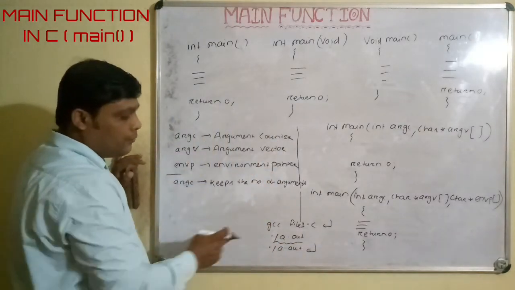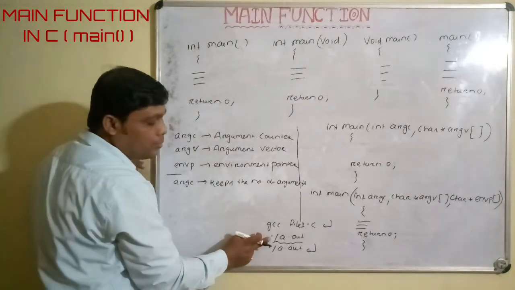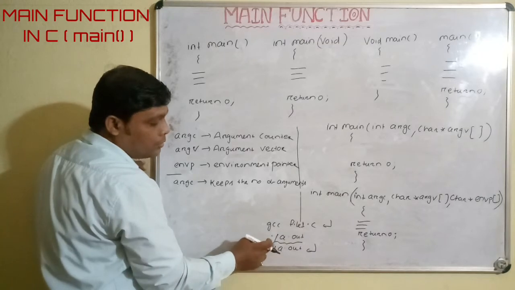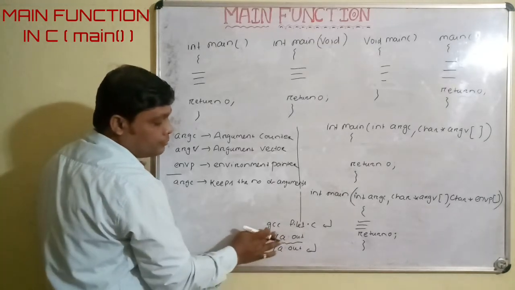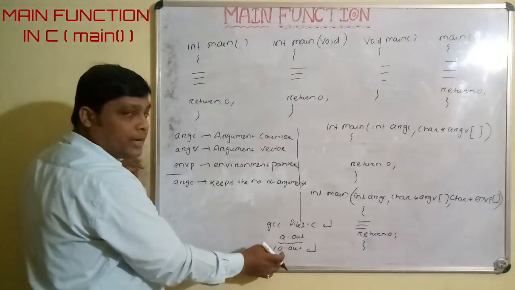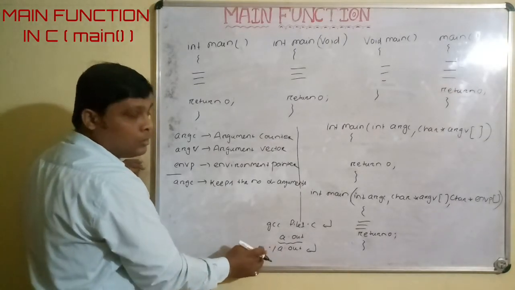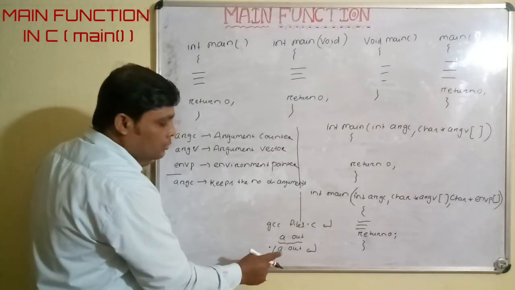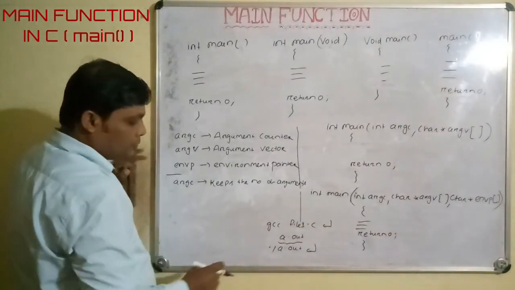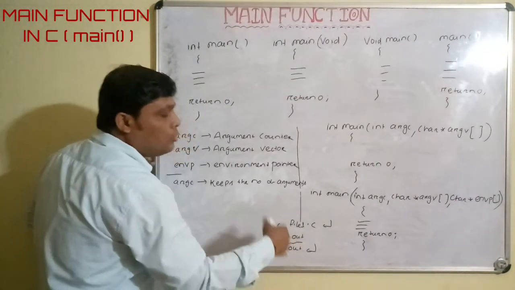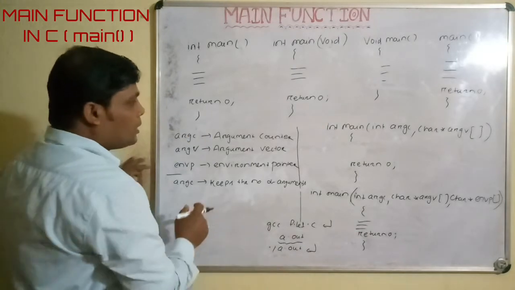Clear? If compilation is successful, it will create one a.out file, and you will run what? The a.out file will be created. Then to run that executable file, you have to type what? ./a.out. Clear? Now see, you are giving ./a.out to execute your file.